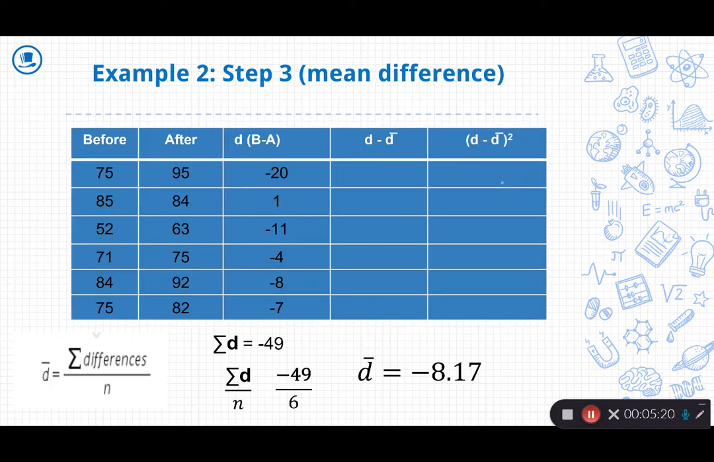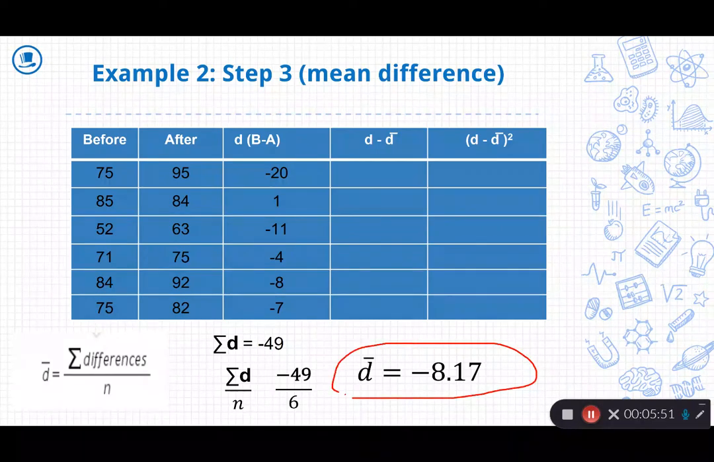Okay, here's the difference scores. The first person is a minus 20. That tells me they scored 20 points higher afterwards because it's negative. The next difference score is 1. That tells me they scored 1 point higher before. And you see the rest of the difference scores are negative. If you add up those difference scores, you should get a negative 49. And then the mean difference is negative 49 divided by 6, which is a negative 8.17. There's my D bar. There's my mean difference.